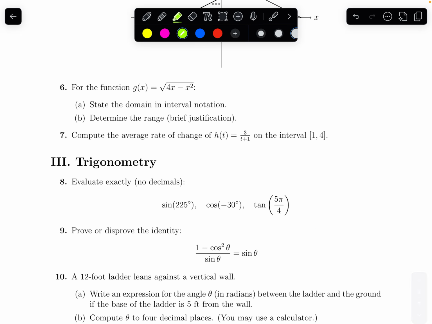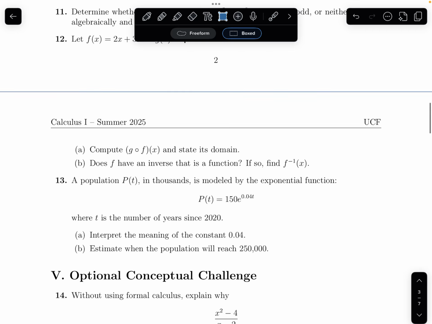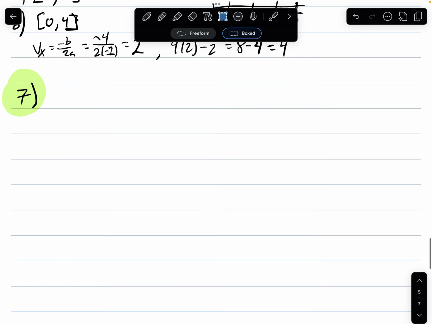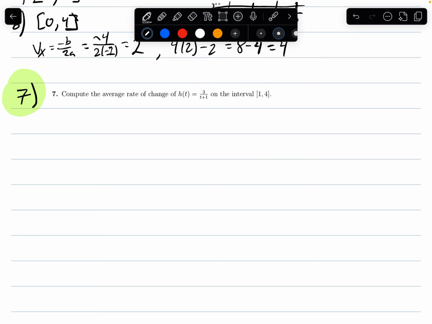Compute the average rate of change. As you guys remember from your homework, average rate of change is nothing more than basically the slope. So we would just plug in our endpoints. Because if we were to graph this, let's just say it looks like this. It doesn't really, but let's just say.